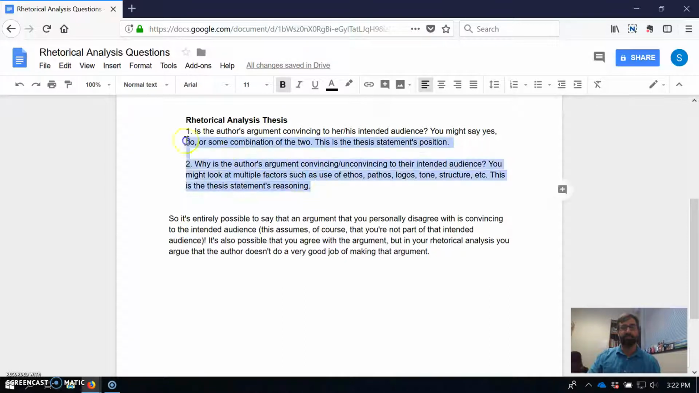So let me just kind of put this in front of you really quickly. Your thesis statement should really answer two main questions. The first one is: is the author's argument convincing to their intended audience? You may say yes, no, or some combination of there, but that's the position. That's what you're going to be arguing in your own rhetorical analysis. The reasoning, though, is where things get interesting. Why is the author's argument convincing or unconvincing? So why is it a weak argument? Why is it a strong argument? And that's really where you want to take a look at ethos, pathos, logos, tone, all that stuff.